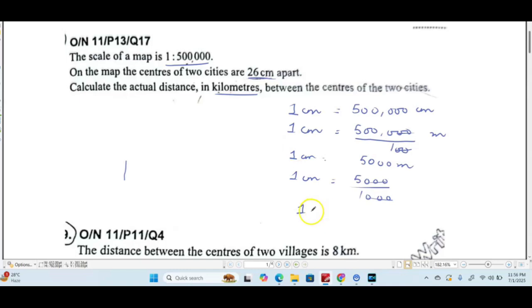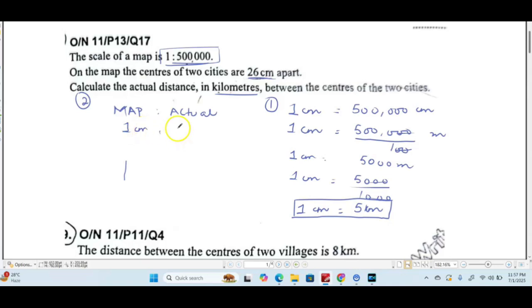Now we know that 1 centimeter is equal to 5 kilometers in reality. So we've converted 1 centimeter to kilometers according to the scale given to us. This was the first step. This is the second step where we write map, ratio, actual. Now we know that 1 centimeter on the map in reality is equal to 5 kilometers.